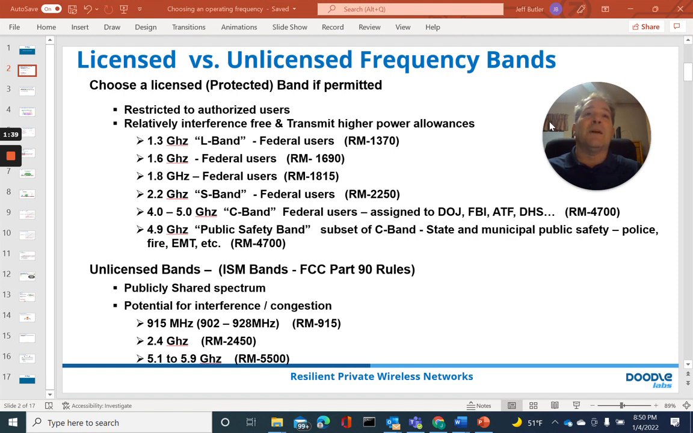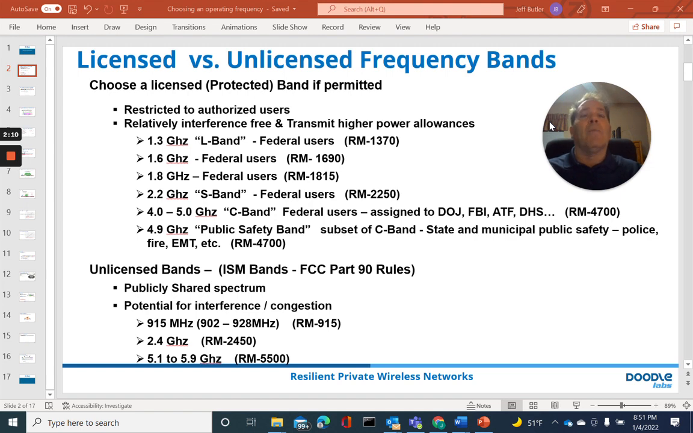In terms of the unlicensed bands, these are public domain bands, and they are known also as the ISM bands, for instrumentation, scientific, and medical equipment operation bands, and they're governed by the FCC Part 90 rules here in the U.S. They're publicly shared spectrum, but they're a little lower power due to being unlicensed. The FCC regulates the power levels down a little bit as compared to the licensed bands, and also you have a higher potential for interference and congestion within those bands.